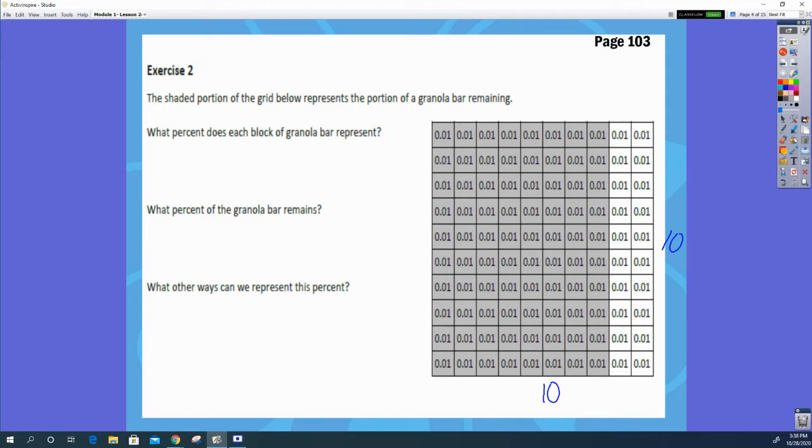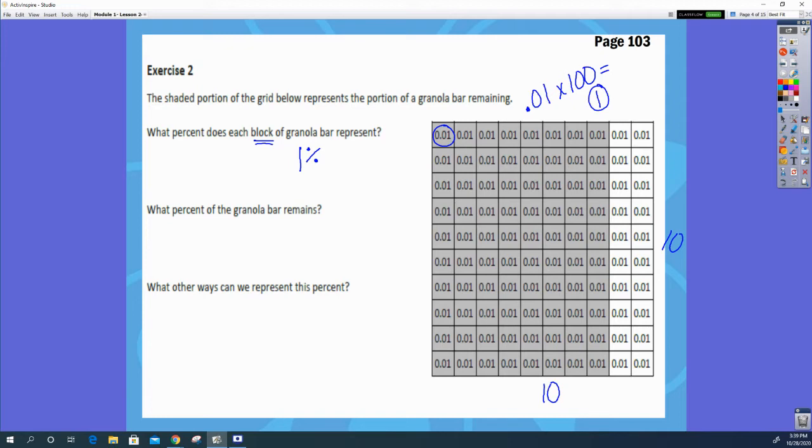So the first question says, what percent does each block of the granola bar represent? Now the thing is, it's out of 100. They gave it to me as 100th. And so if I do 100th times 100, that actually gives me a whole number of 1. So each little block of granola represents 1%.